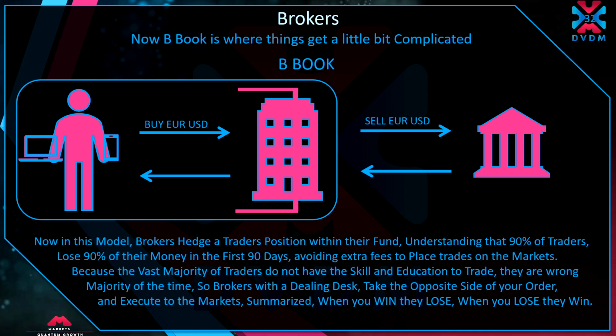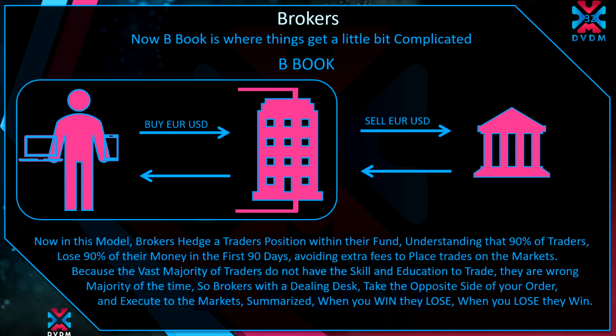Now let's read this. In this model, brokers hedge a trader's position within their fund, understanding that 90% of traders lose 90% of their money in the first 90 days. Now again, these are just round 90s. It's actually a lot more than that. Avoiding extra fees to place trades on the market.